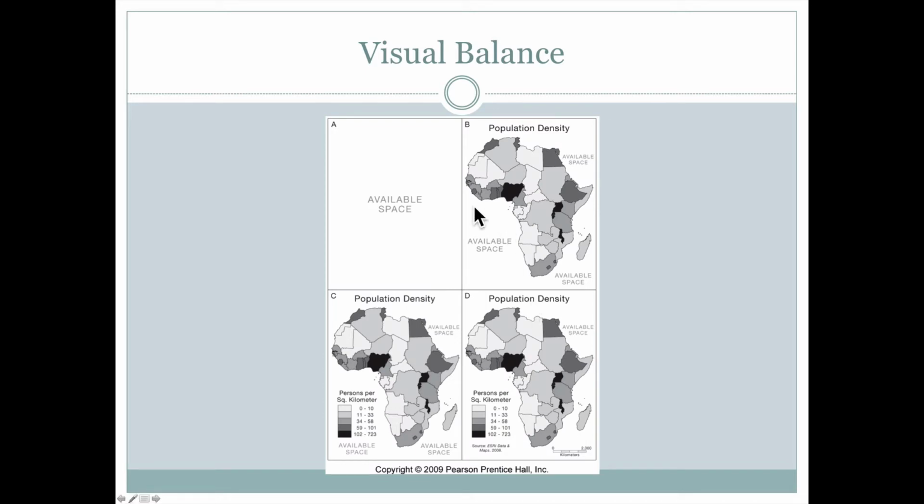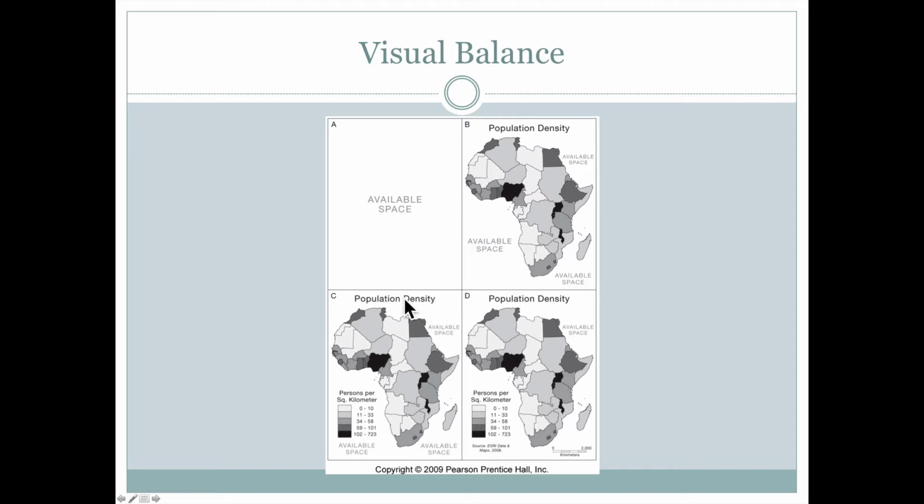As an example, one way to think about this is you start out with a lot of available space. Of course, you have to put the map itself onto the page, but then you have other available space where you can put, for example, the title, maybe a north arrow. You have these different places, and then you just sort of move things around until it looks visually balanced.